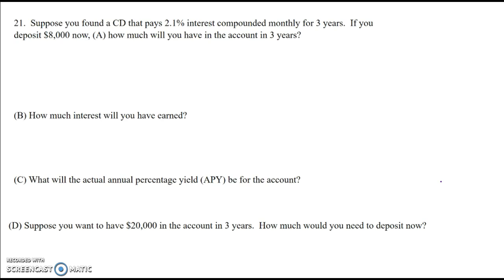Alright, let's look at 21. 21 says, suppose you found a CD that pays 2.1% interest compounded monthly for 3 years. So this is a compound interest problem. If you deposit $8,000 now, how much will you have in the account in 3 years? So we need to use the compound interest formula. A equals P times 1 plus R over K, all raised to the NK, or KN, doesn't matter.